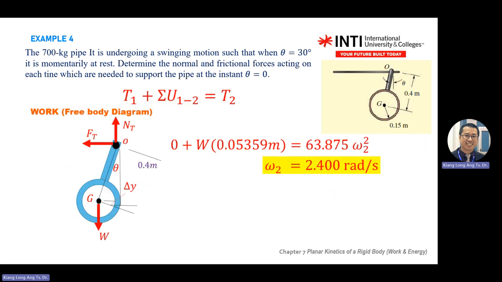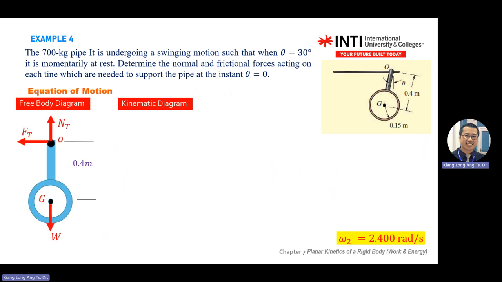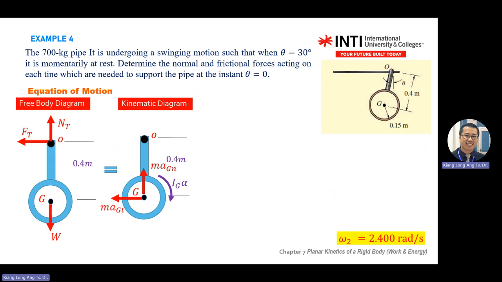Now we find the omega, but the question asks you to find the normal and friction force. You still need to go back to two diagrams: the free body diagram and the kinematic diagram. So you need to establish these two diagrams.